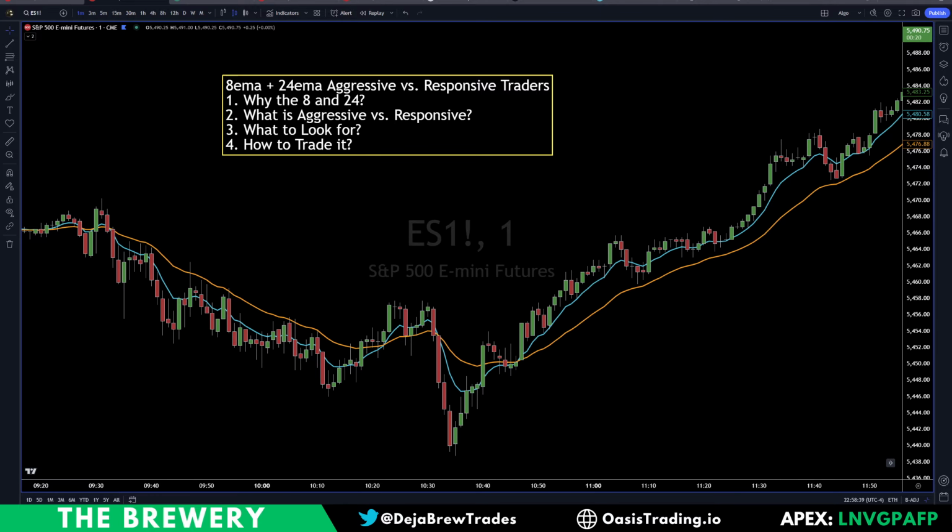Back when I was using moving averages quite often, I liked using 3 moving averages at a time, kind of using a fan. So I would use the 8, the 16, and the 24. And I would call the 8 EMA the aggressive line and the 24 the responsive line. And what I mean by that is, if you look at it, the blue line on my chart is the 8 EMA, the orange line on my chart is the 24 EMA.